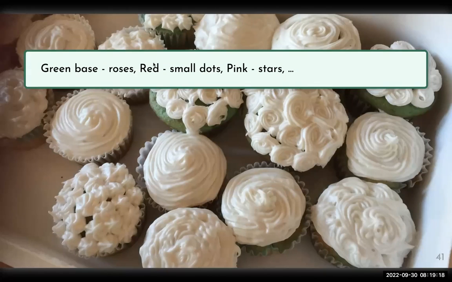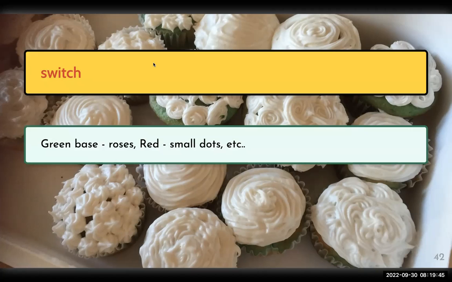Hello everyone. In this video, we are going to talk about switch condition in R. Let us first understand the concept using a general and non-programming example. Suppose you want to decorate green muffins with roses, red muffins with small dots, and pink muffins with stars. This is similar to switch condition.